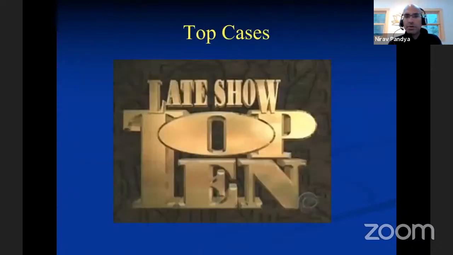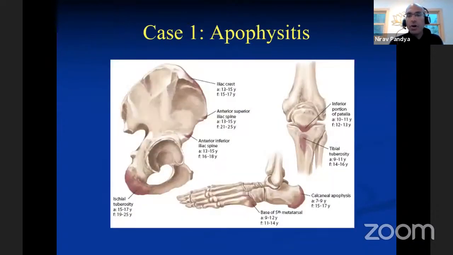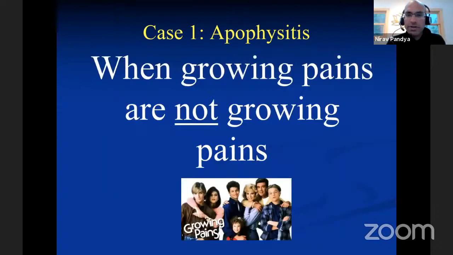So now in the last 10 minutes here, we'll talk about some of our top cases that we treat in terms of overuse injuries. I think the number one area that we're going to see the most are your apophyseal injuries, your apophysitis, okay? Now, as I like to say, these are when growing pains are not necessarily growing pains. A lot of times we like to say, oh, this is just related to growth, but this is related to being in the stage of development in which you are growing and then having overuse combined on top of it.